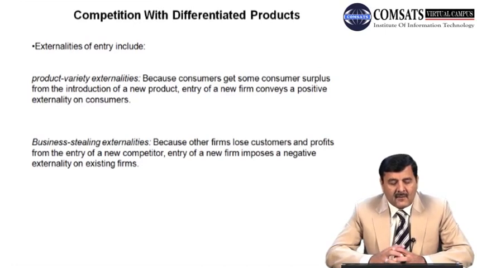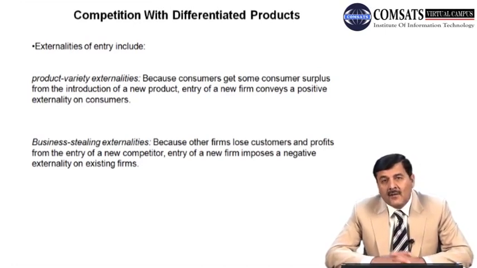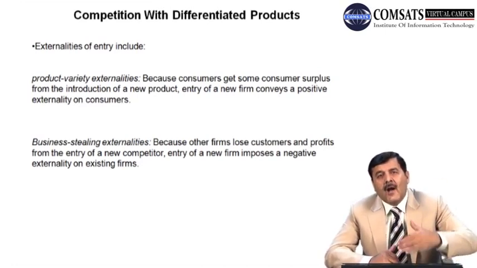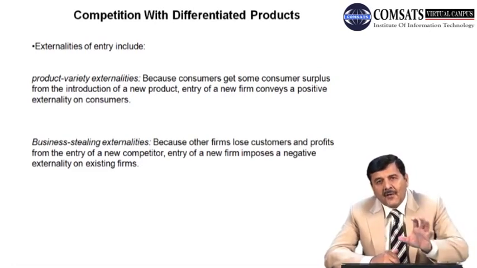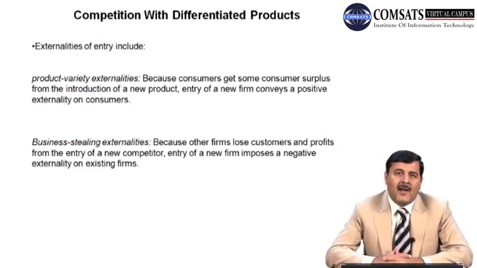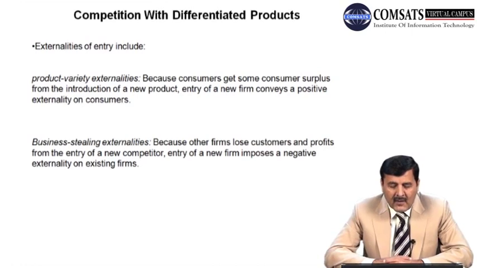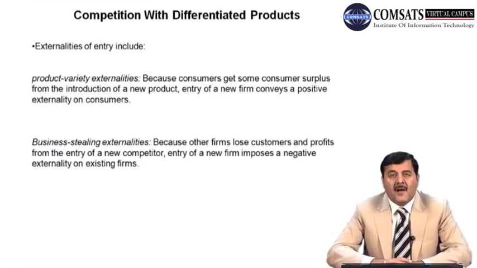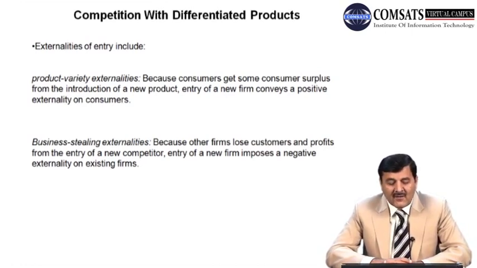Second, business stealing externality. Now this is from the producer side. तो जब नई firms आती हैं इंडस्ट्री में, they steal business of the existing firms, right? So they offer their products, so consumers divert their demand towards the new products. तो जो existing firms की प्रोडक्ट डिमांड है, वो कम हो जाती है. Because other firms lose customers and profit from the entry of a new competitor. So entry of new firms imposes a negative externality on existing firms.